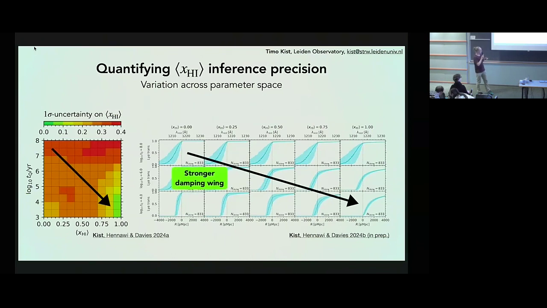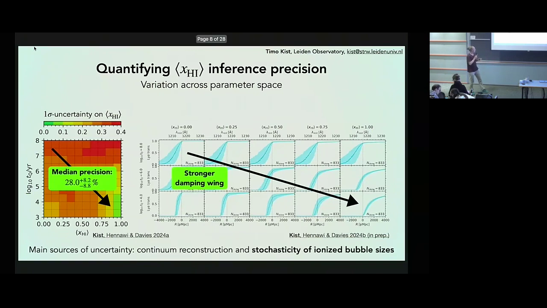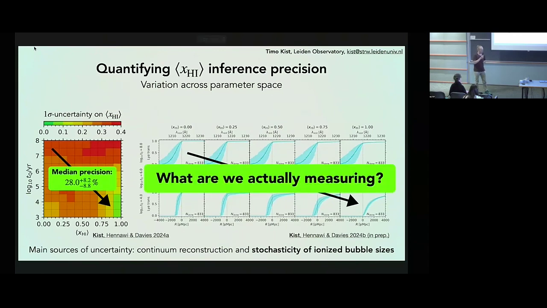And we infer XH1 at a median precision of around 28%, where half of this error budget is due to the continuum reconstruction process, and the other half just due to the stochastic nature of ionized bubble sizes during reionization, which you can also see in this scatter redward of the Lyman alpha line in these transmission skewers, which raises the question, what quantity are we actually measuring if half our error budget is just due to the stochastic nature of reionization itself?